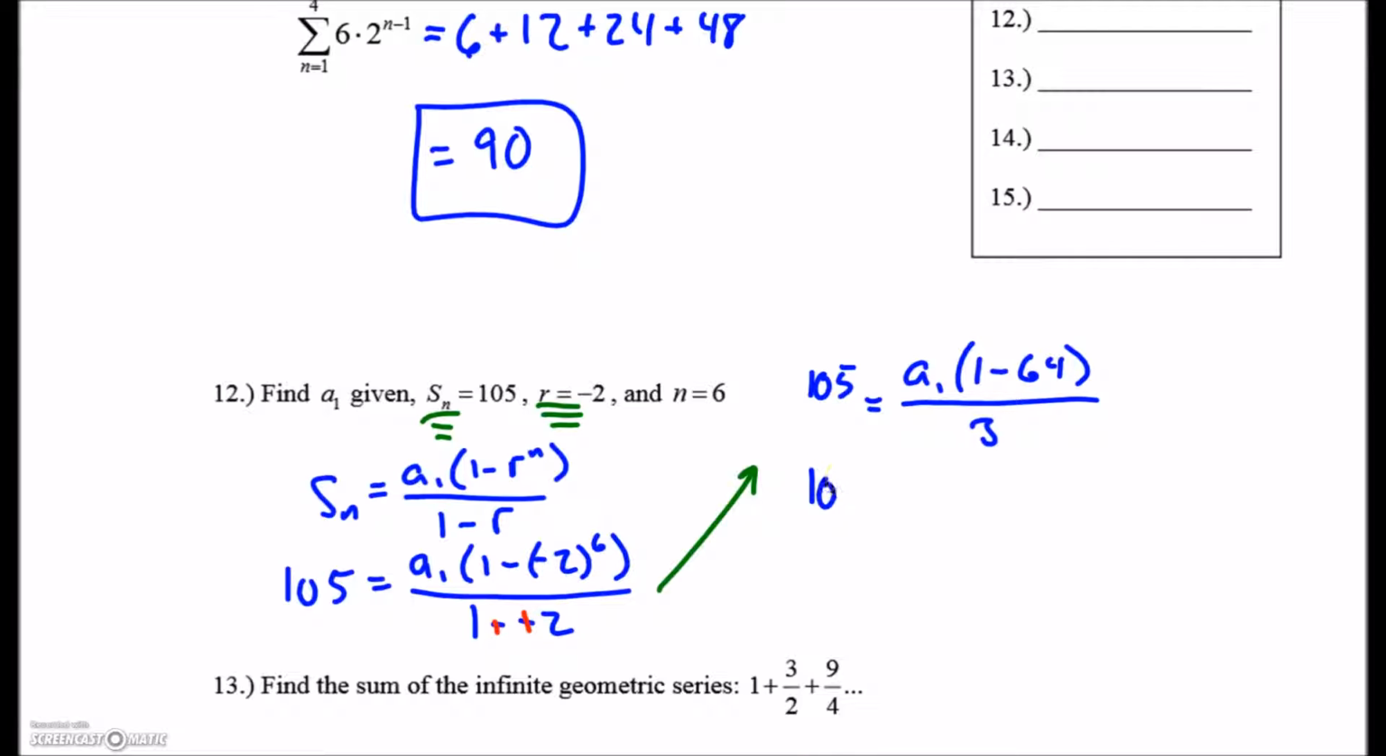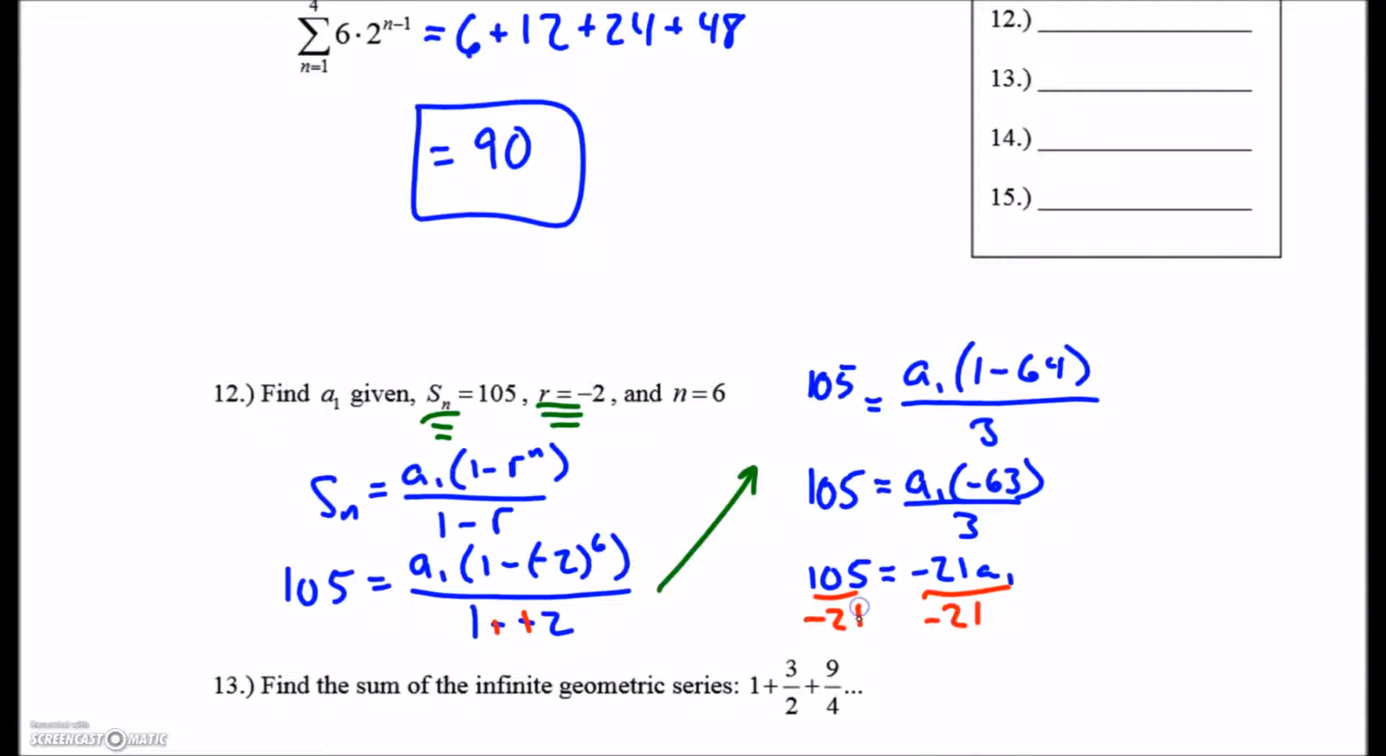And then from here I have 105 equals a sub 1 times -63 divided by 3. And then I could simplify this further. I could divide these. The -63 divided by 3 is going to give me a -21. So I have -21 times a sub 1. I just have to divide each side by the -21.